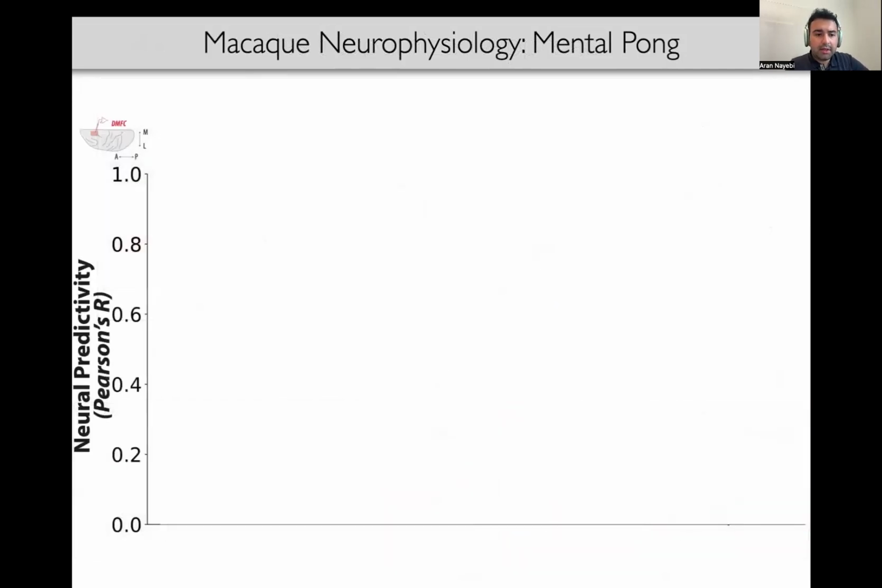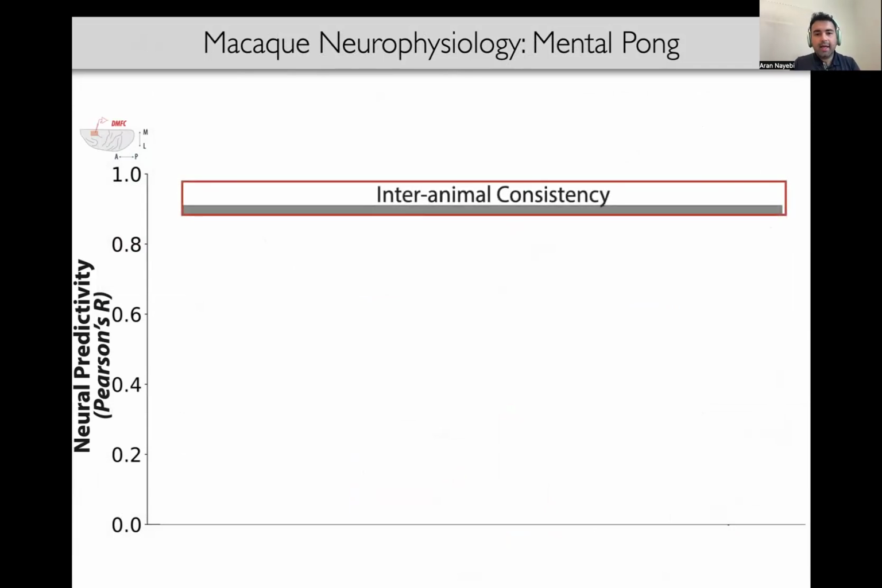So I'm going to explain each of these hypotheses now in the context of matching the neural data. On the y-axis is neural predictivity, or the ability to predict dorsal medial frontal cortex activity. The first thing we did was look at how well two animals, since we have recordings from two primates, DMFCs match each other. This is known as the animal-to-animal or inter-animal consistency, and we see this is quite high.